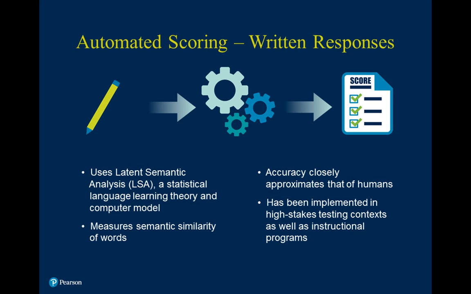For our written responses, we use something called latent semantic analysis. This is a statistical language learning theory and computer model. Basically, what it does is measure the semantic similarity of words. The accuracy of this really closely approximates that of humans. So if I'm writing something and I'm using the word physician, surgeon, or doctor, the semantic similarities between those are very close, and using that theory, it's able to make judgments about what the students are writing.